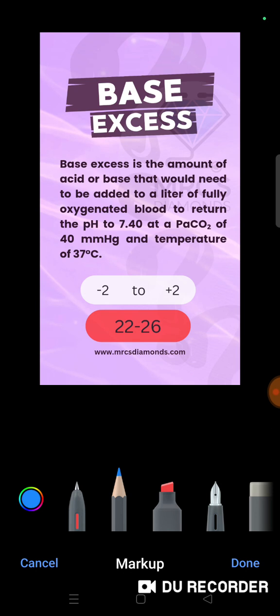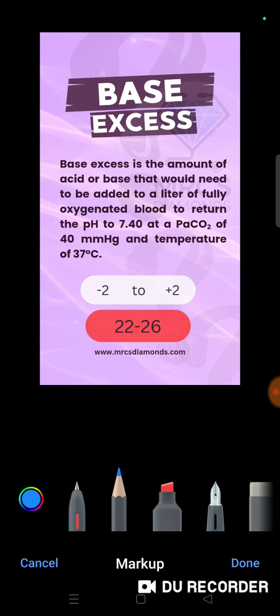By the way, base excess is very important for the interpretation of arterial blood gas questions, and these questions in part A account for about 8 or 9 questions in the exam.